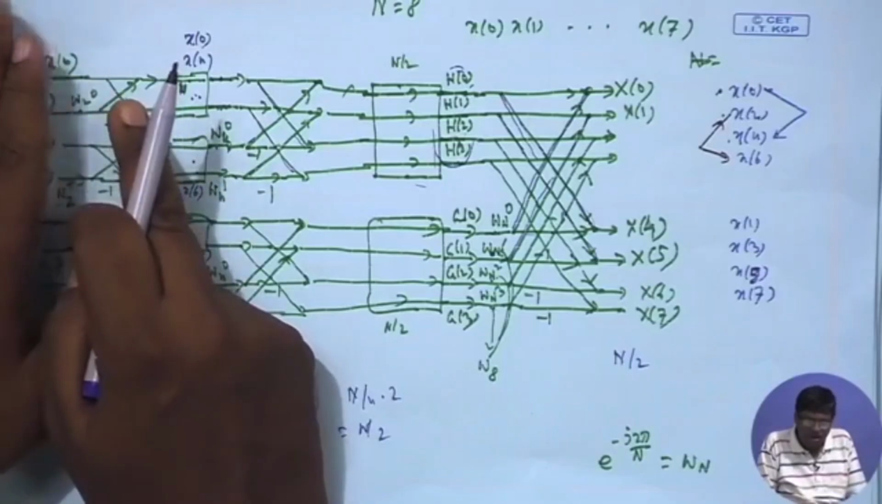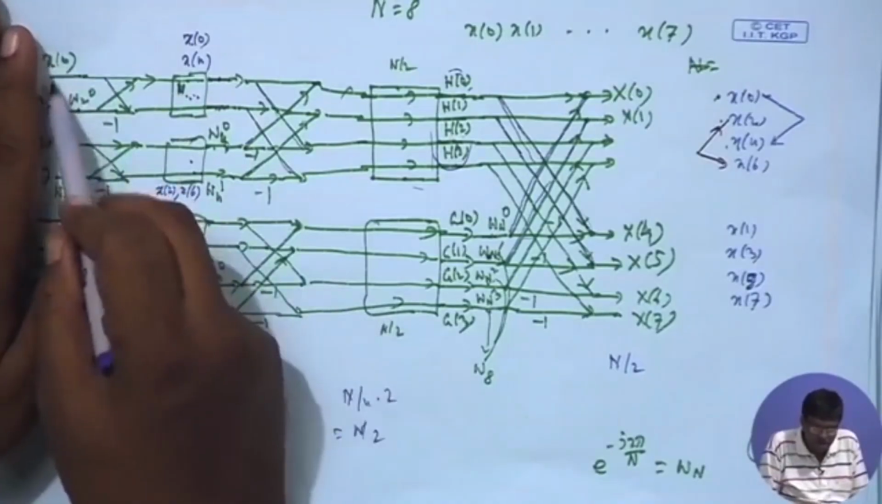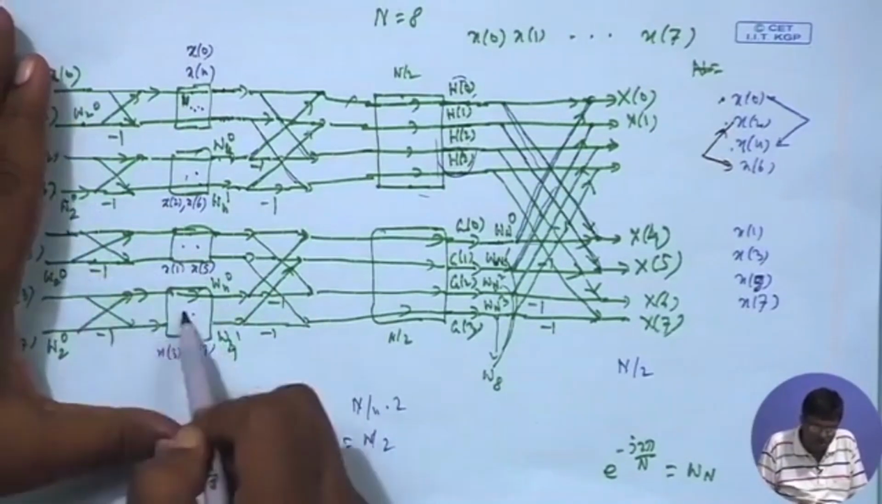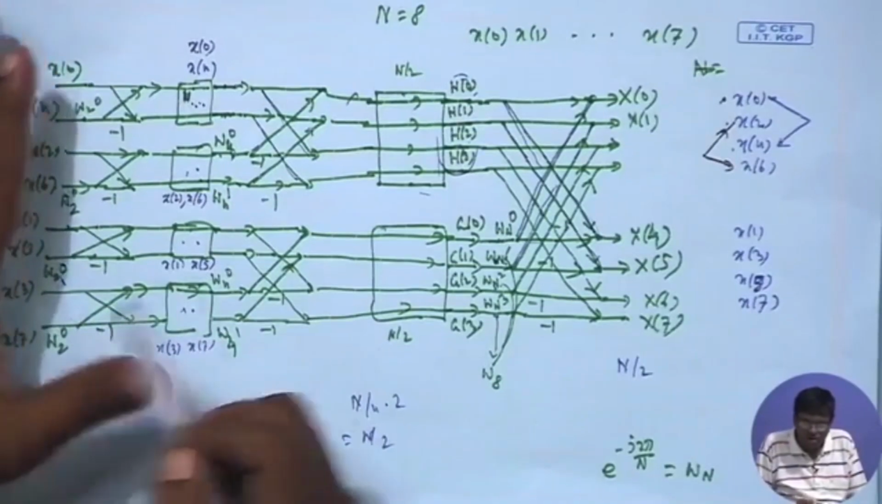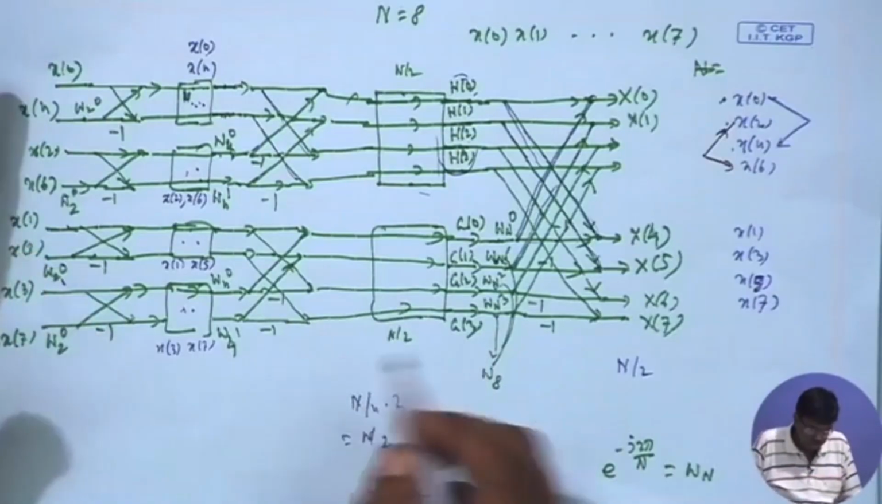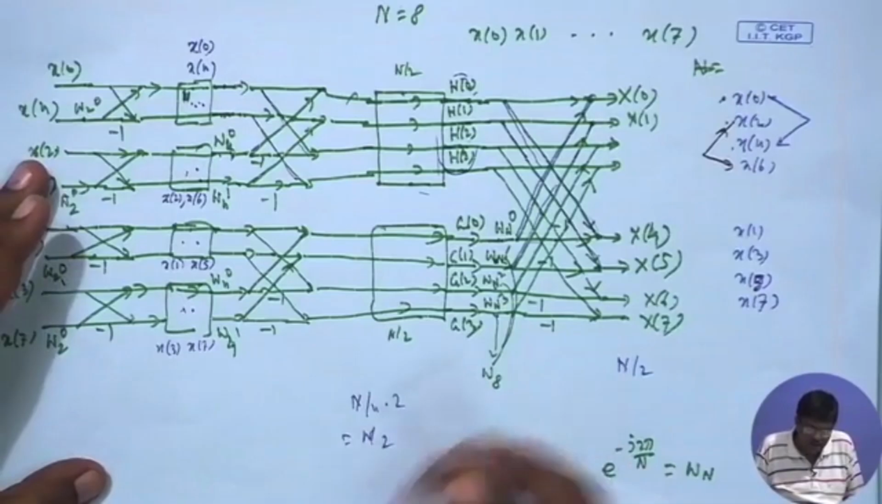Okay. But how many n by 8s? Because this is giving rise to n by 8, n by 8. This is giving rise to n by 8, n by 8, and likewise for the others. So, how many? 4. Okay. So, it will be again n by 2.